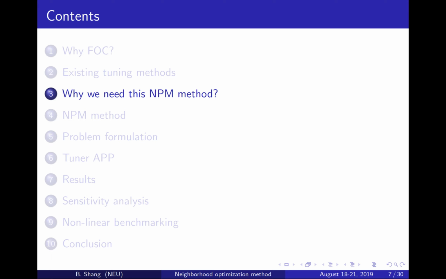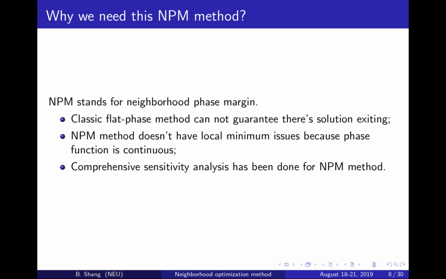So what's the benefit of this neighborhood phase margin method? There are 3 benefits. The first one, the classic flat phase method cannot guarantee that a solution exists. When we use the flat phase method, sometimes we plot two plots and they do not have cross points, so we cannot get a solution. At that time, we should try again with other parameters. But the NPM method doesn't have this issue.